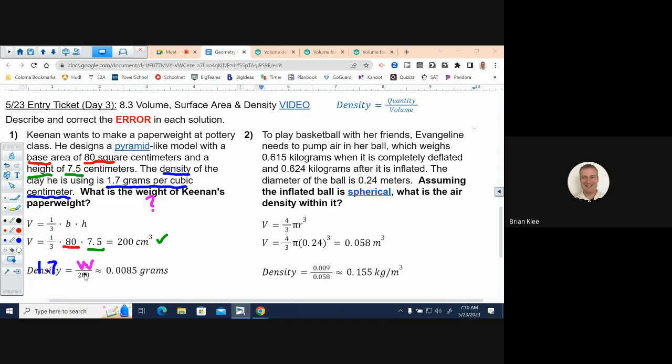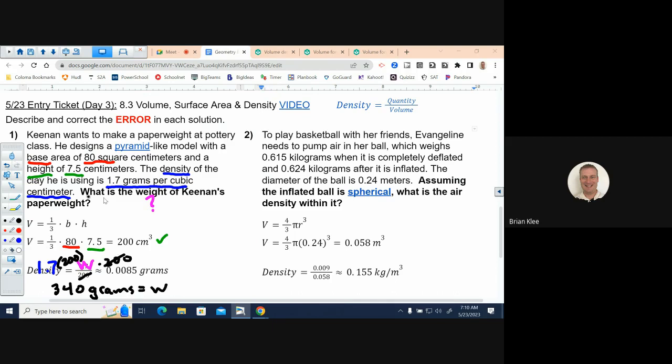So now it's a simple one-step equation. What's the opposite of divide? Times 200. So 1.7 times 200 gives us 340 grams as our weight.